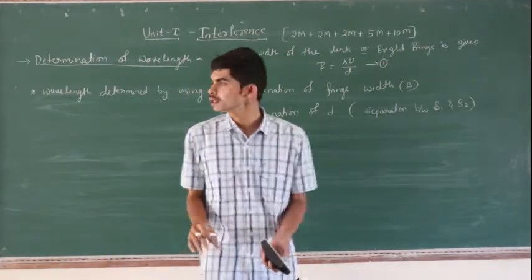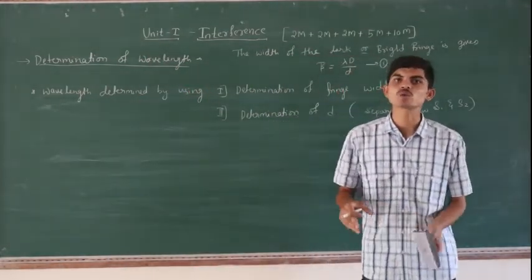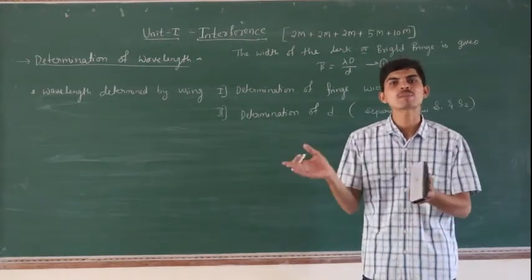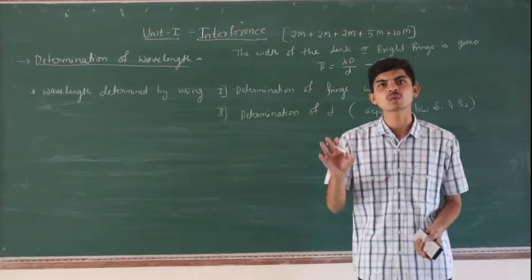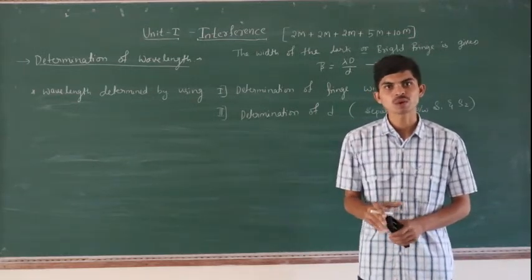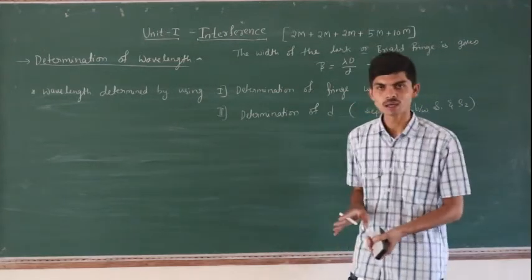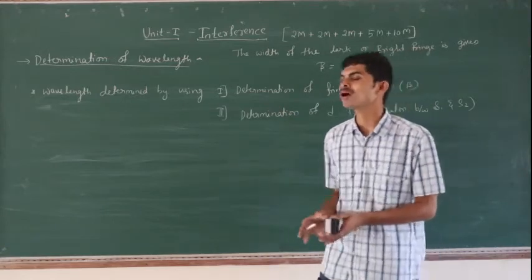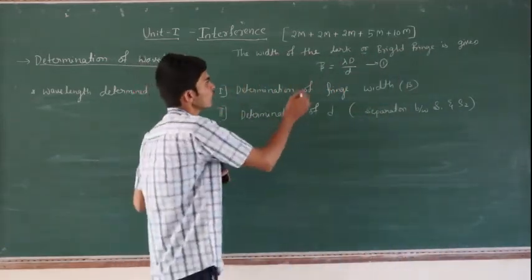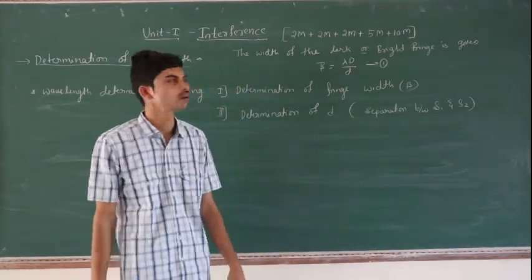The next part is determination of wavelength. Wavelength is determined by using the fringe width as well as D. D is the separation between virtual image 1, that is S1, and virtual image 2, that is S2. Whatever the separation between S1 and S2, that is nothing but d. Here, first of all, the width of the dark or bright fringe is given by beta is equal to lambda D divided by small d.